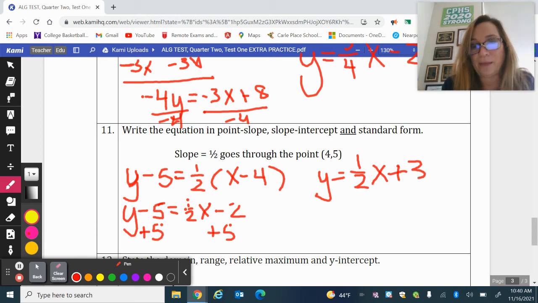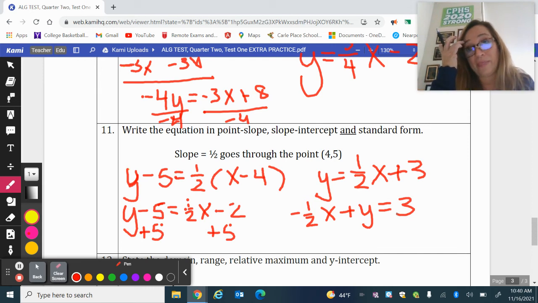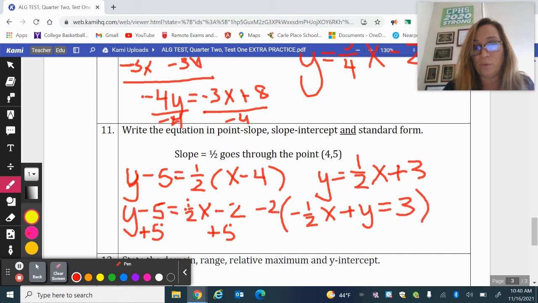So now standard form, I'm going to move that 1/2 of an x back to the other side. And then there's this rule that all of the numbers need to be integers, and the very first number, the coefficient of the x, has to be positive. So I'm going to multiply everything by -2. I'm doing a negative because negative times negative is positive, and that would make the coefficient of the x positive. And I'm using a 2 because that's the lowest common denominator. So that's going to give me x minus 2y equals negative 6. And that's called standard form.